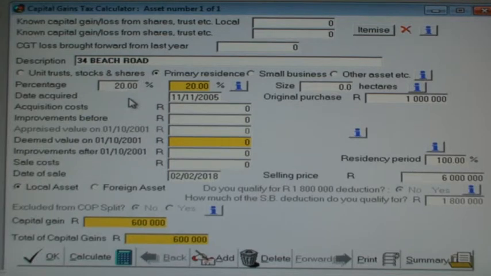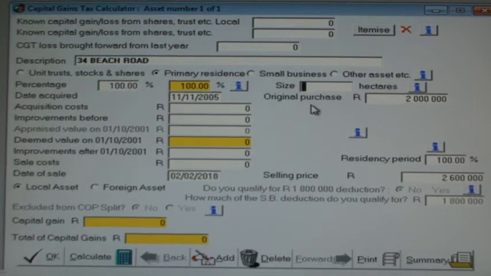Now I just want to get rid of the partnership completely and change the selling price here to 2.6 million. There you can see I've changed the original purchase price to 2 million and I've changed the selling price to 2.6 million. Now we have no gain because of the 2 million rand exemption on the profit of a primary residence. The profit's only 600,000 in this case, and the 2 million rand exemption means there's nothing in the profit to go for capital gains tax.